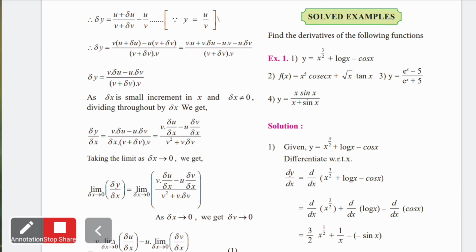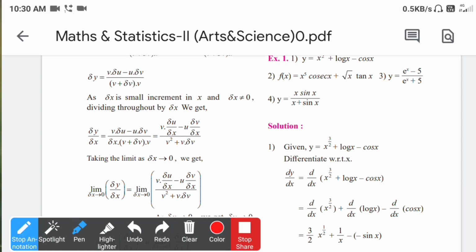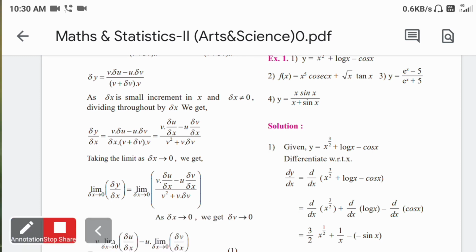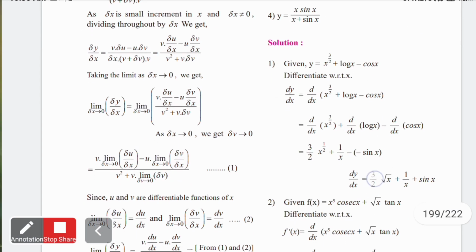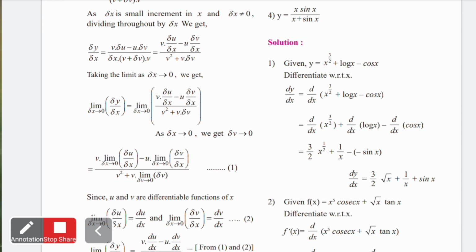So consider the first problem. Suppose my given function is y equals x raised to 3 by 2 plus log x minus cos x. Not x square, it is x raised to 3 by 2. So we have been given this function of x, and we need to differentiate this function with respect to x.